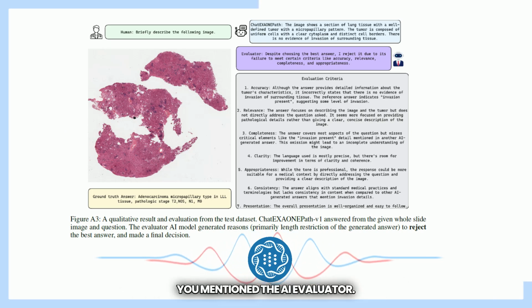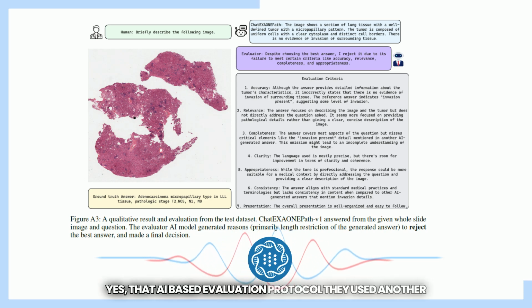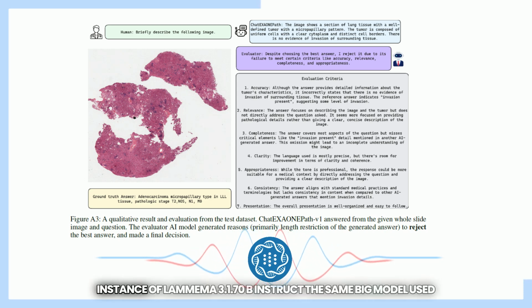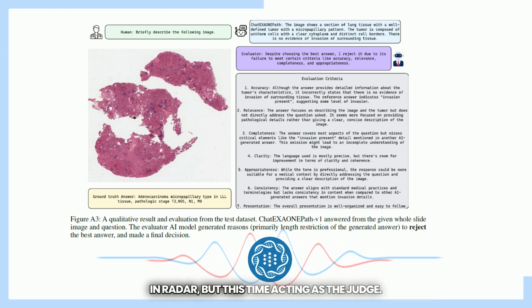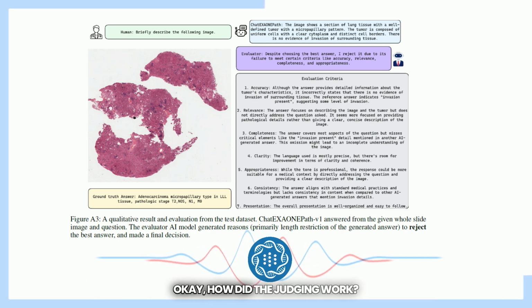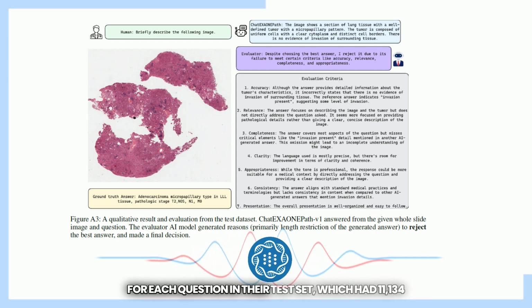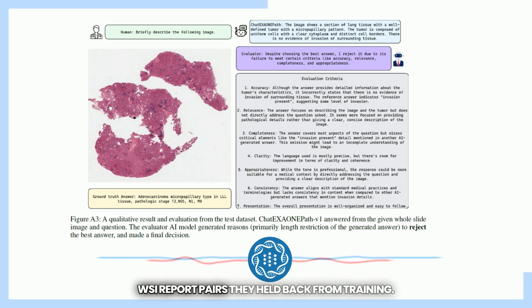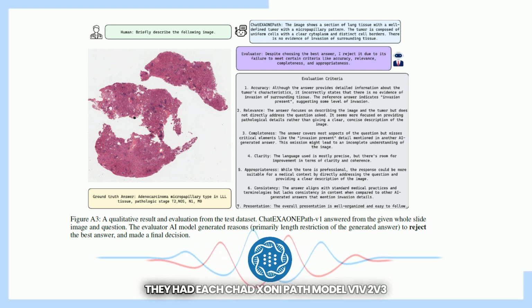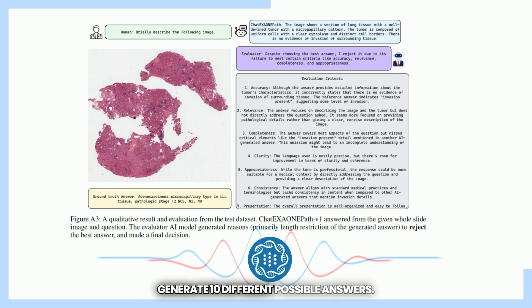You mentioned the AI evaluator. Yes, that AI-based evaluation protocol. They used another instance of LLaMA 3.1 70B Instruct, the same big model used in Radar, but this time acting as the judge. Okay, how did the judging work? For each question in their test set, which had 11,134 WSI report pairs they held back from training, they had each ChatEXAONEPath model, V1, V2, V3, generate 10 different possible answers.